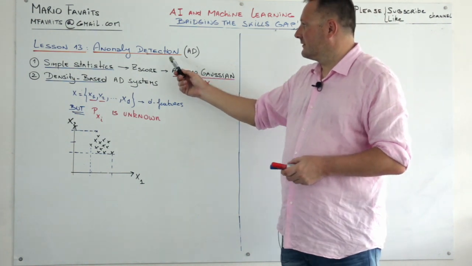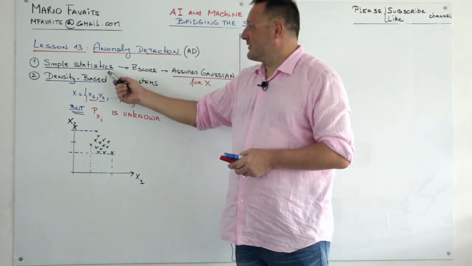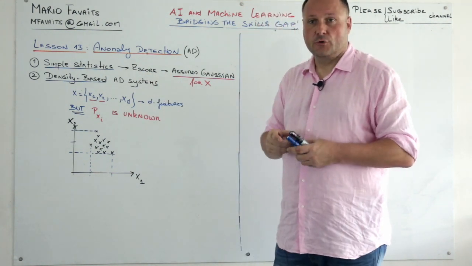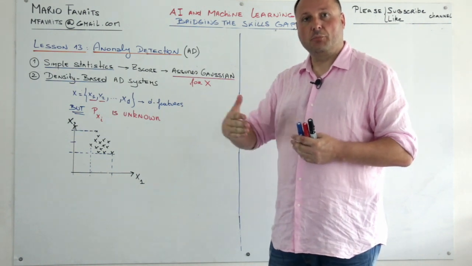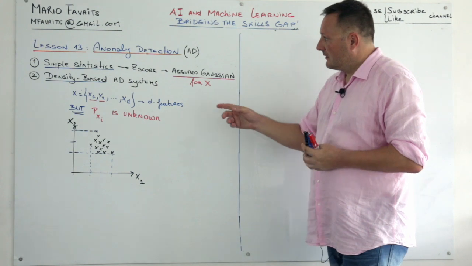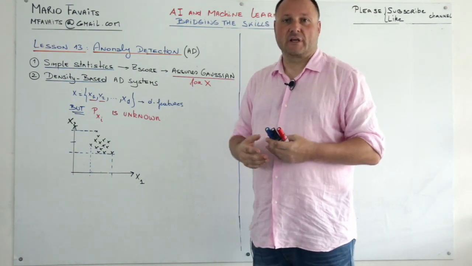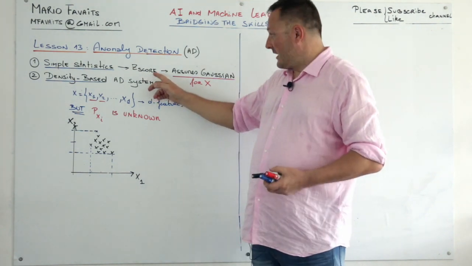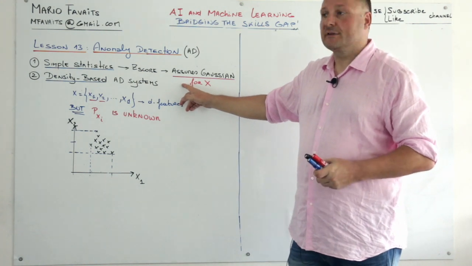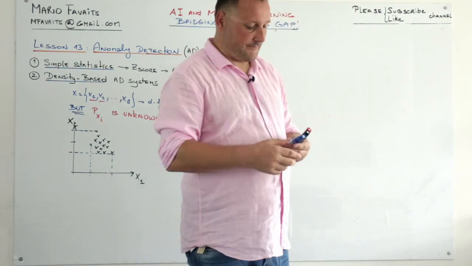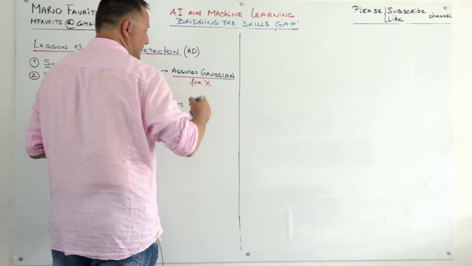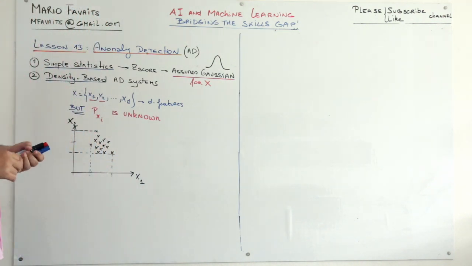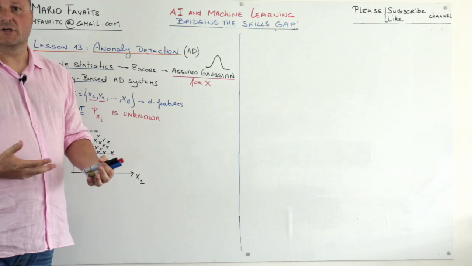Alright, let's continue with lesson 13, anomaly detection. We've briefly touched on simple statistical methods. The z-score: you look at how far your point is from the mean, in this case, how many standard deviations you are away from the mean, and we know the mean is 0 with the z-score. And of course, you assume that your data is Gaussian distributed. Your data needs to be Gaussian distributed, which is kind of a big assumption in one way.